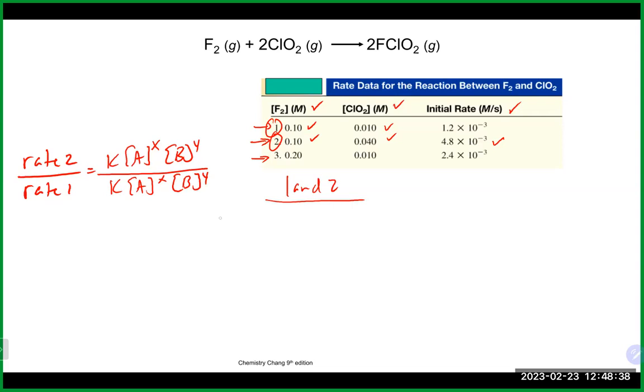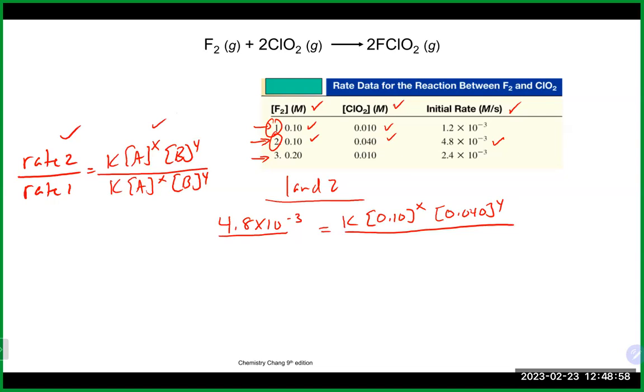So I'm going to put everything for experiment number 2 up on top. So 4.8 times 10 to the minus 3 equals k times the concentration of 0.1, which is our F2, to the x, and 0.04 to the y. So everything that I wrote up on top here comes from experiment number 2. I'm going to put everything for experiment number 1 on the bottom, which is 1.2 times 10 to the minus 3, k, 0.1 to the x, 0.01 to the y. Any questions on that?